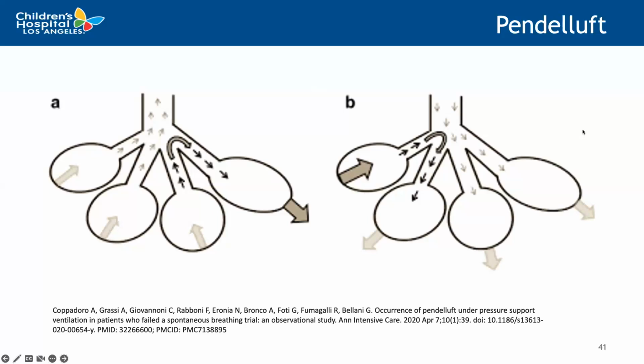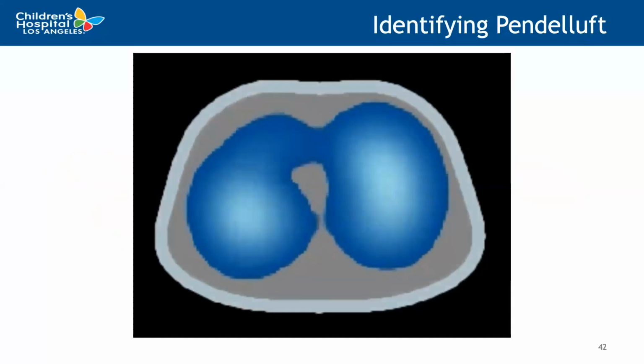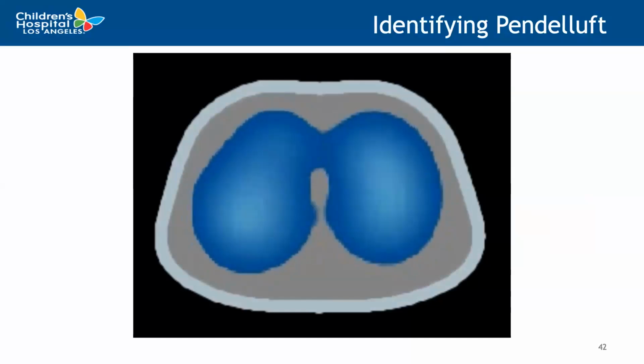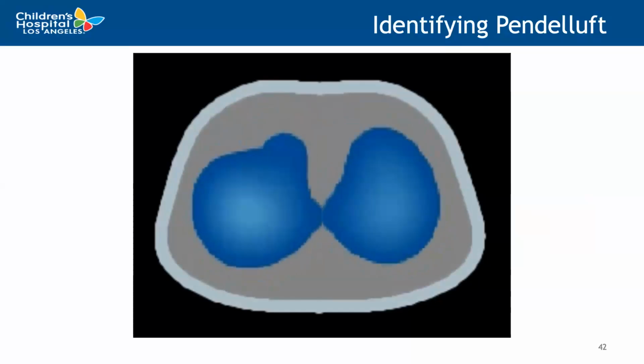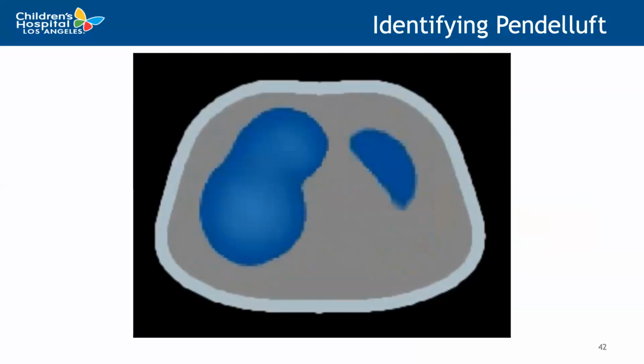And again, this is a physiologic concept that we've known for a long time, but now we actually have a visual representation of it. And so this patient has what I would define as pendelluft. And as you can see, they have this very inhomogeneous lung filling pattern with these areas of lung filling at different times and shifting their ventilation from one to the next.